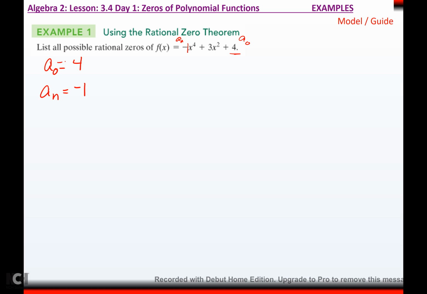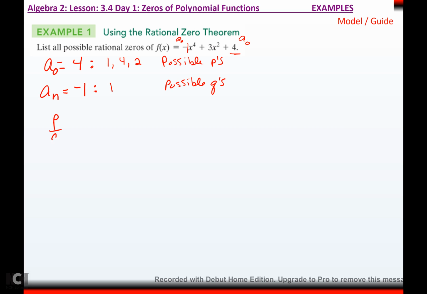Okay? Now, all I have to do is figure out all my factors of a sub naught. The only numbers that go into 4 are 1, 4, 2, and 2. The only factors of negative 1, and I don't really need the negative, the only factors of 1 are 1 and 1. Now, this is where my p's are. These are my possible p's. And these are my possible q's.